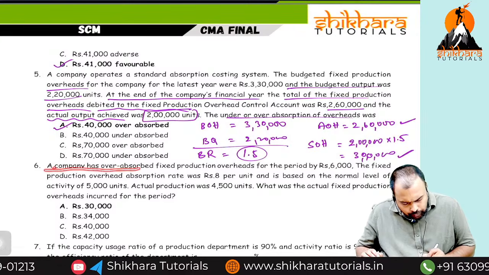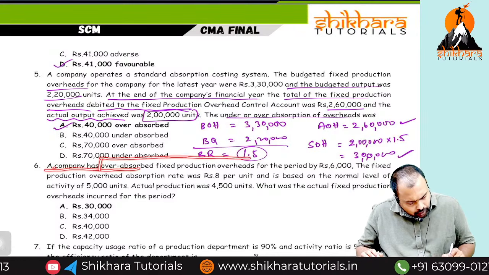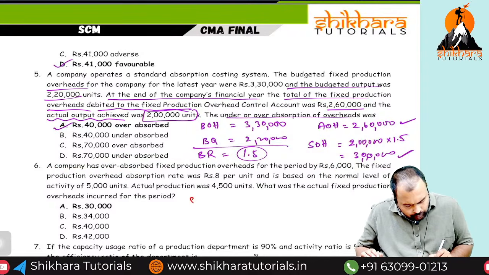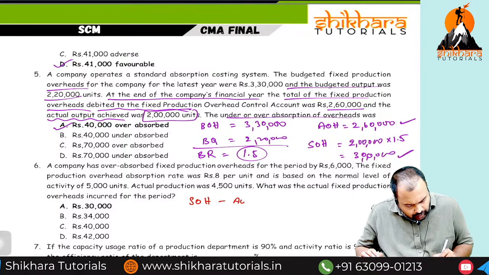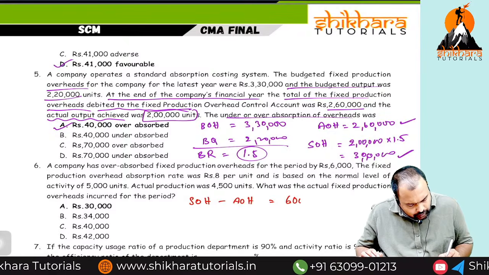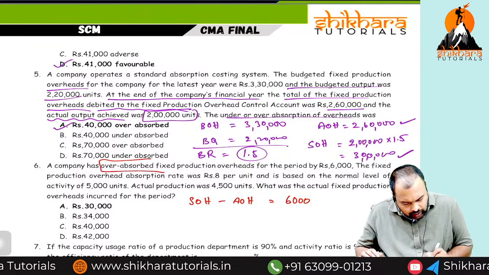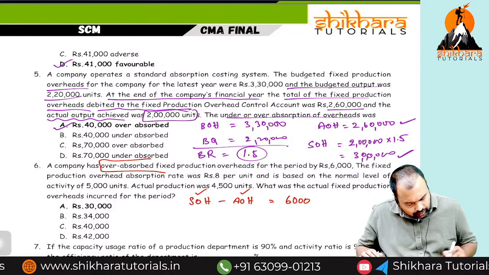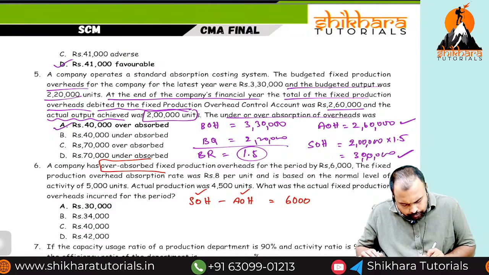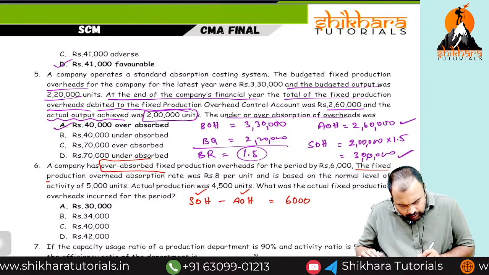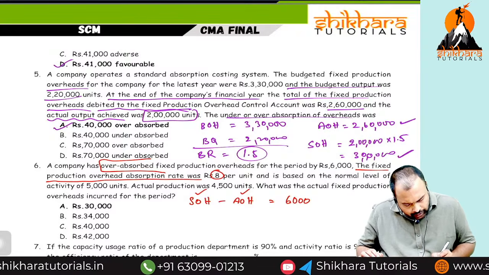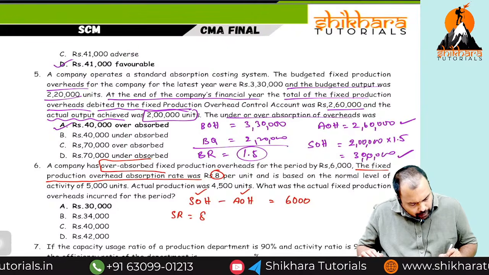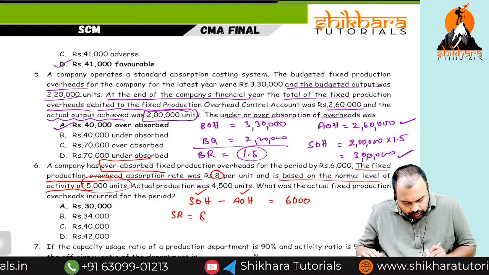A company has over absorbed fixed production overhead of 6,000. Over absorbed means SOH is greater. So SOH minus AOH is equal to 6,000. Over absorbed means the amount taken to the cost sheet exceeds the amount taken to the P&L account, which is 6,000. The fixed production overhead absorption rate is 8, so SR is 8, and it is based on a normal level of activity of 5,000 units.